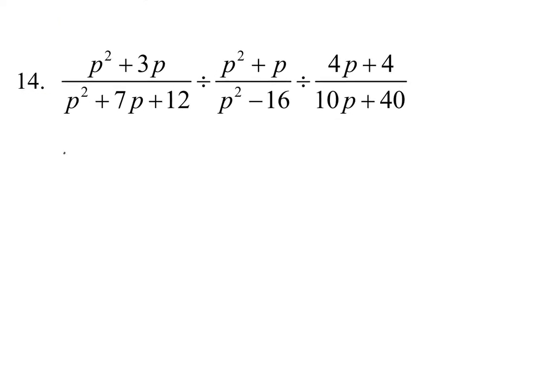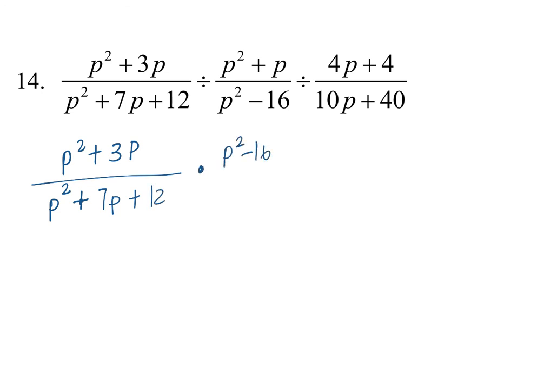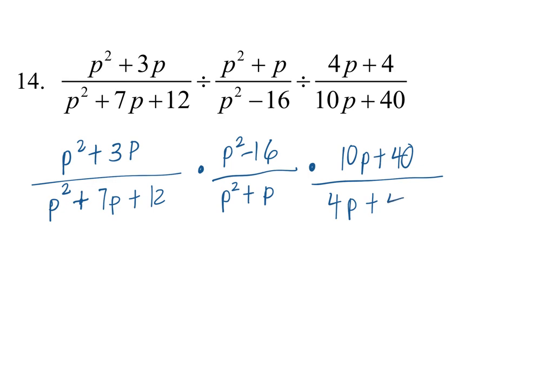So when I'm rewriting this one, remember anything behind that division sign gets flipped whenever you change it into multiplication. So when I change it into multiplication, I'll change that into p squared minus 16 divided by, and I'm trying to write my 6's better, 16 minus, divided by p squared plus p. And then this one flips as well. It becomes 10p plus 40 divided by 4p plus 4.